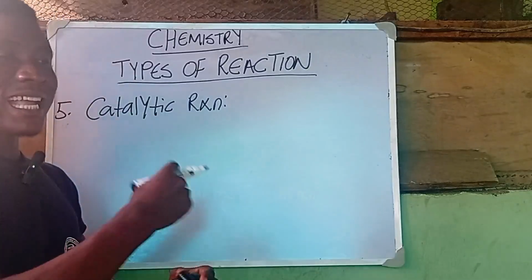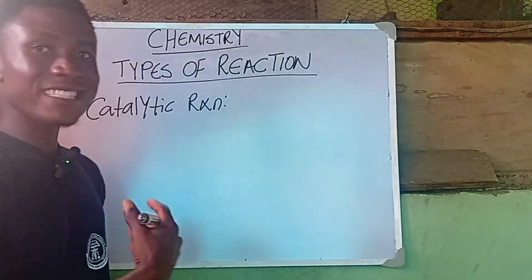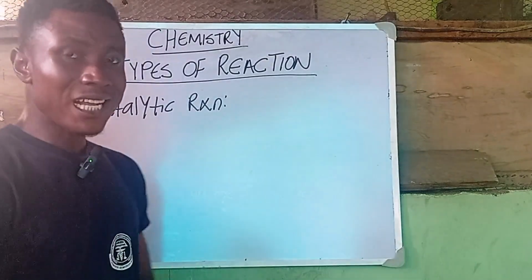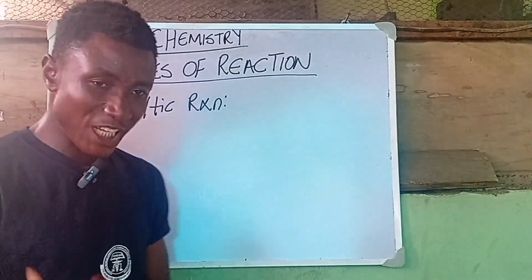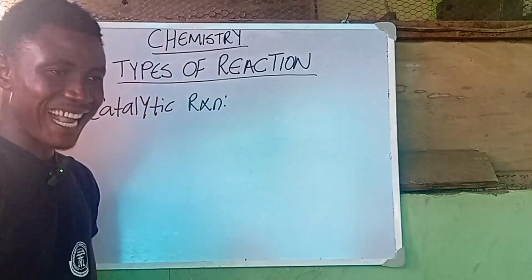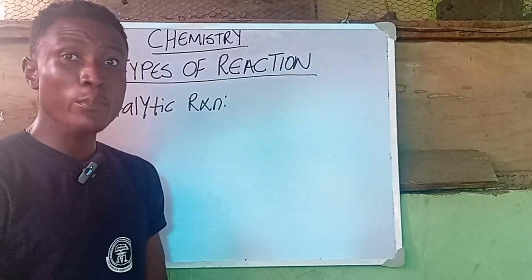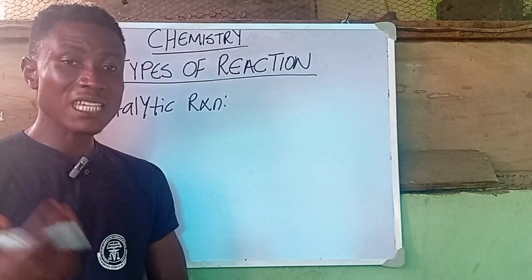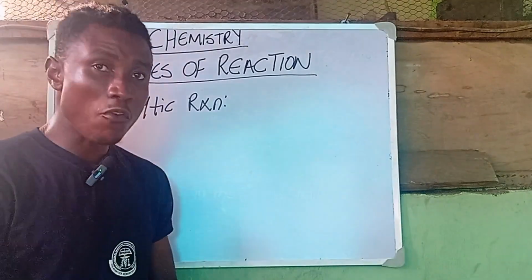But there is something a catalyst does. A catalyst alters the rate of a reaction. It can either inhibit or promote the rate of a reaction. That means a catalyst can speed up the rate of a reaction.